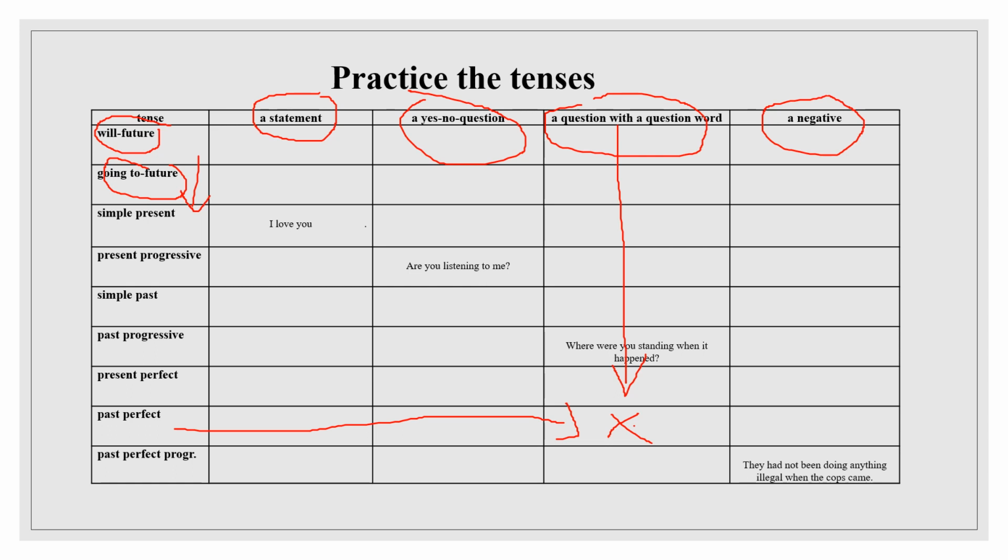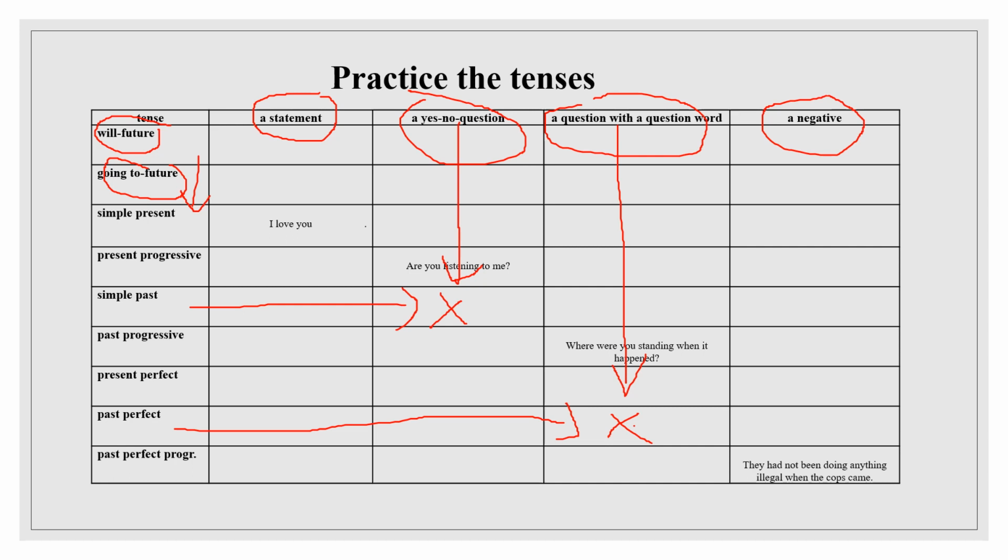Another example, let's have a yes/no question in the simple past. Okay, so what you do is you make a yes/no question, a question which can only be answered by yes or no, in the simple past, such as: did she answer your letter? Did you go to London last year? Or something like that. Okay.